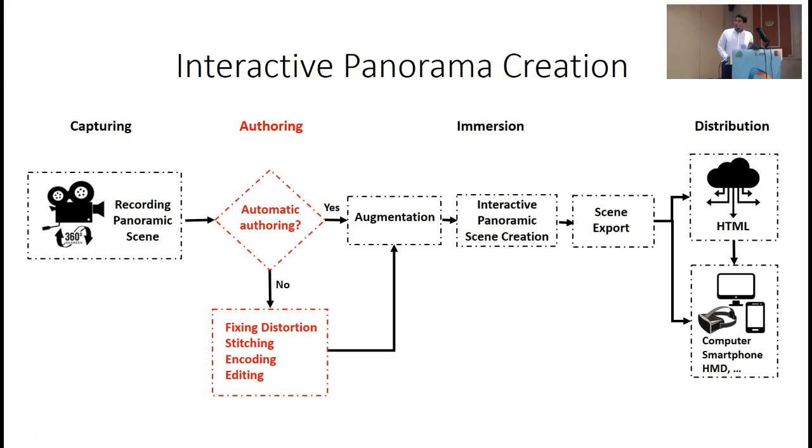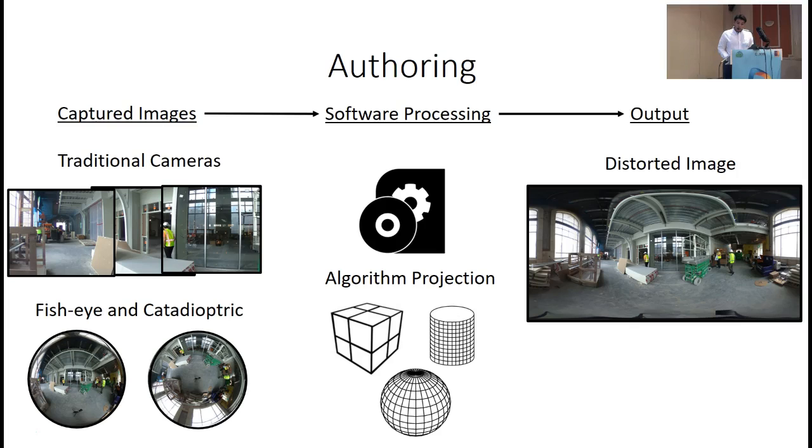And that takes us into our second step, which is the authoring. How do we put together those images? To put together those images for the traditional cameras, we have to rely either on manual stitching or software processing, which uses an algorithm projection for cubical, spherical, or cylindrical, and there are many other projections, and they create a distorted image out of that. For fisheye and catadioptric cameras, this process is much simpler and less taxing on the computer because the images are already distorted, so they only have to adjust the projection and stitch the images.